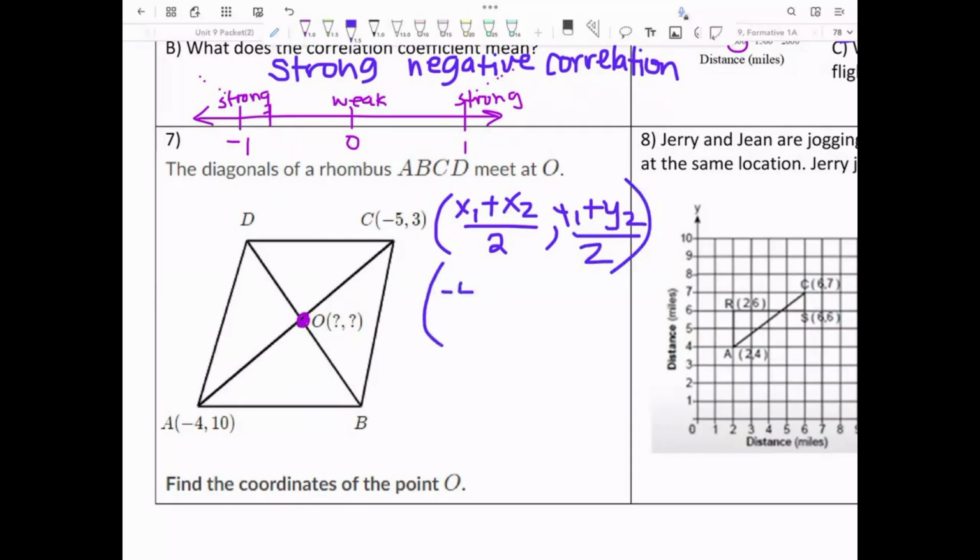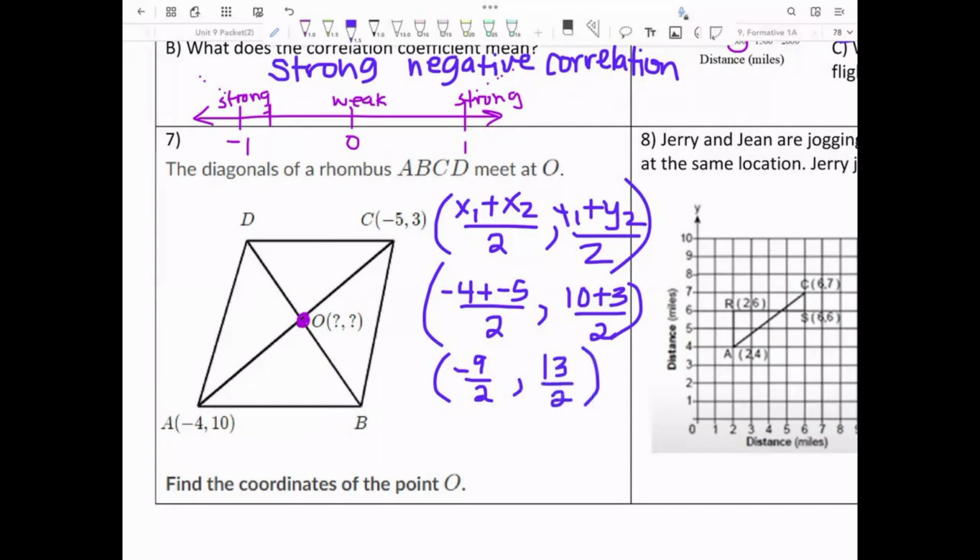So we take -4 plus -5 over 2 and 10 plus 3 over 2. And so here we get -9 over 2 and 13 over 2. You can leave it as a fraction, or sometimes if it's multiple choice, they may write it as a decimal. So it would be -4.5 and 7.5. That would be the midpoint between those two coordinates.